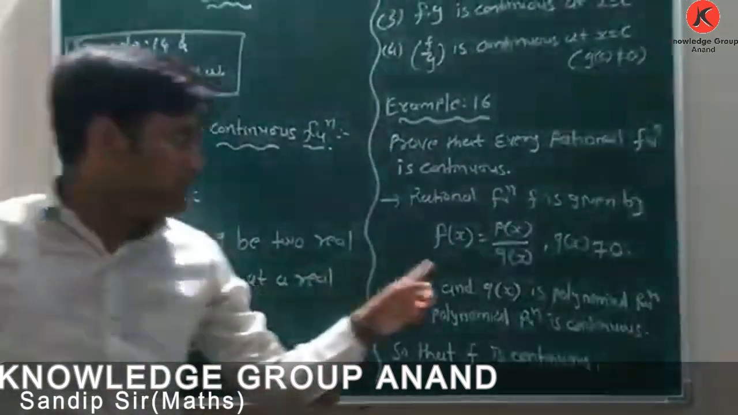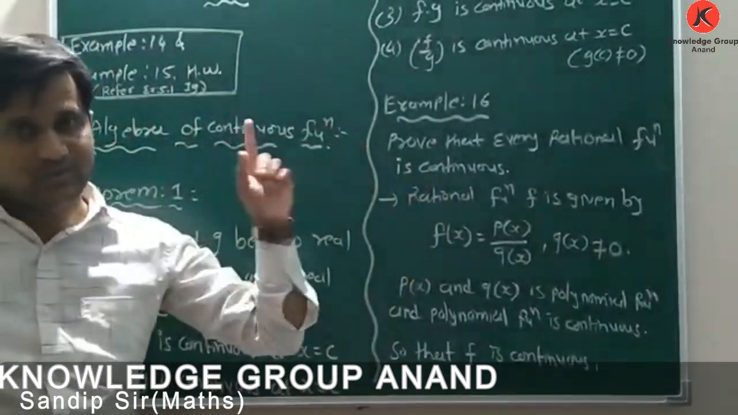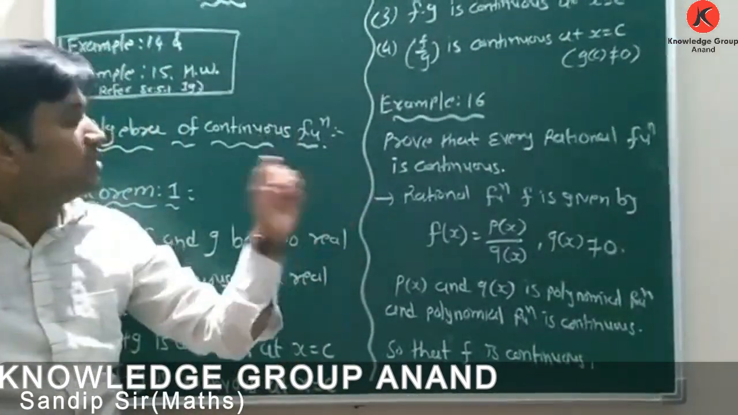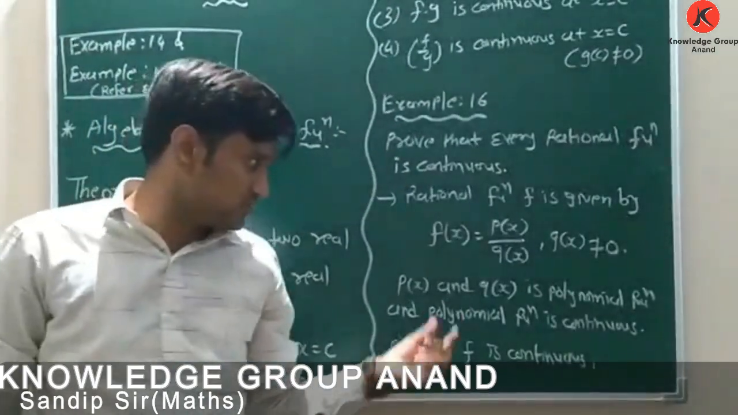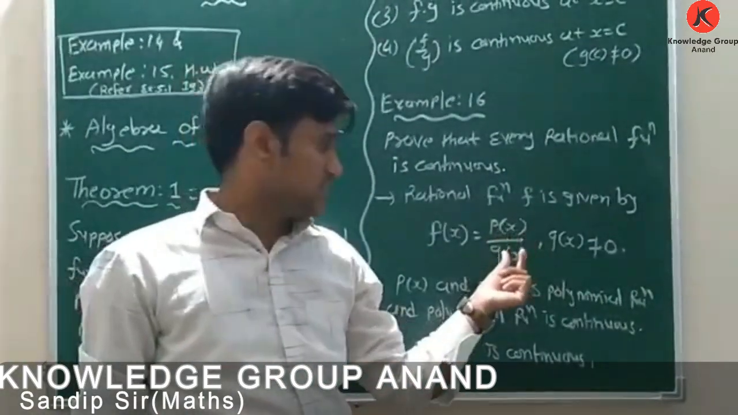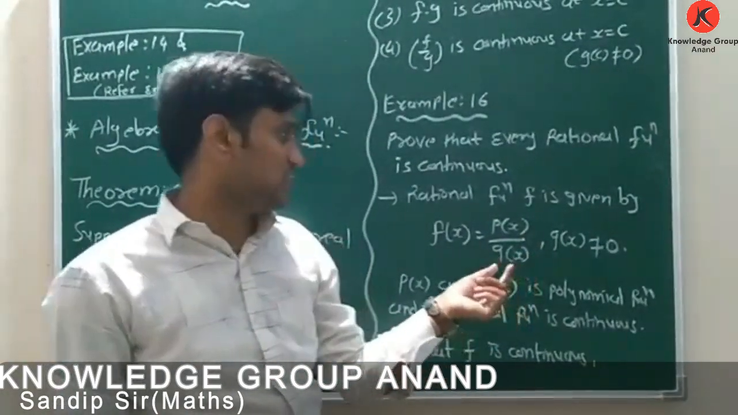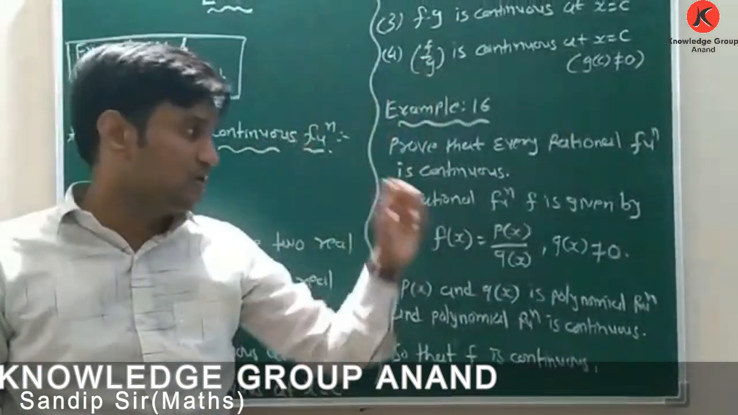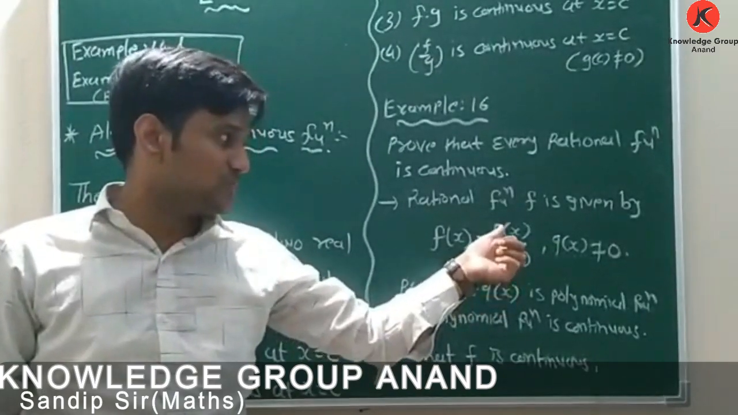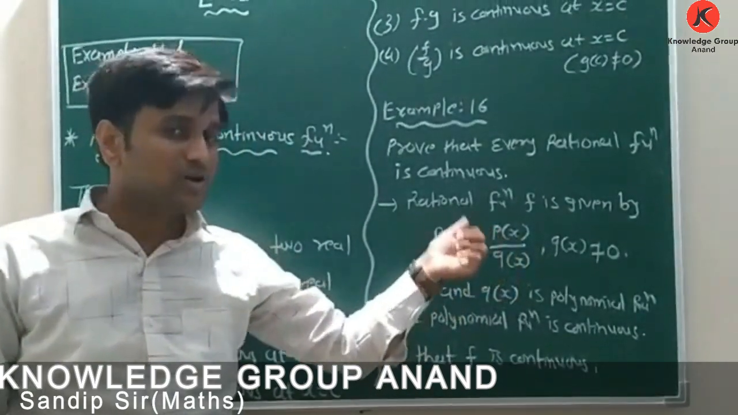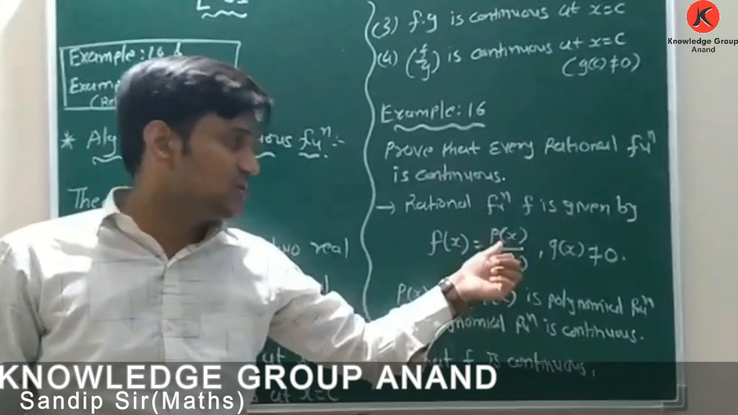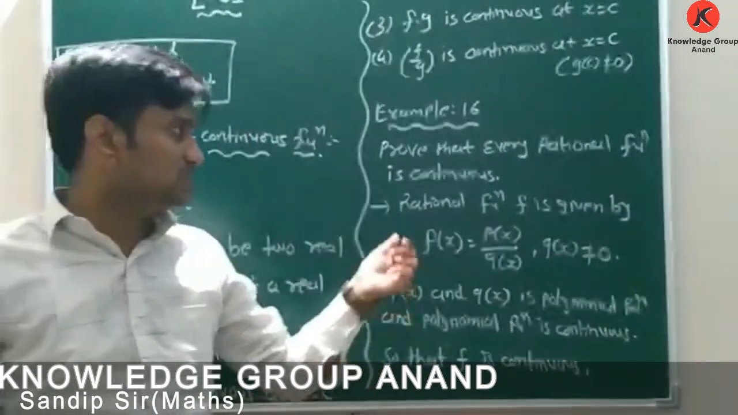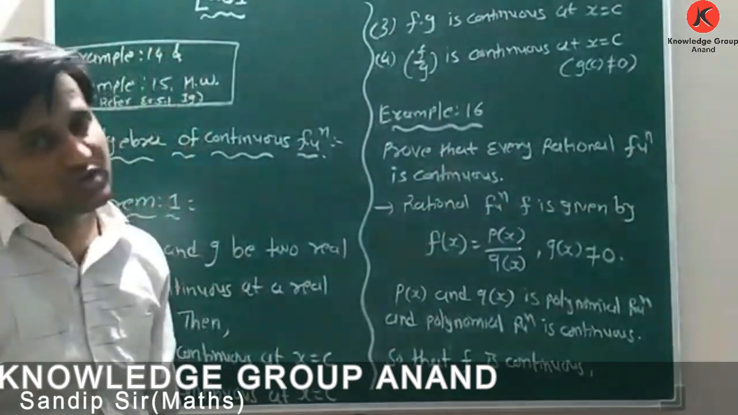Okay, and according to example number 14, which is one type of statement, every polynomial function is a continuous function, so that p of x is continuous as well as q of x is continuous. Again, use theorem number 1 and its fourth statement. That means if f and g, that means p and q, both are continuous functions, then their division is also a continuous function, so that f is a continuous function. That means every rational function is a continuous function.